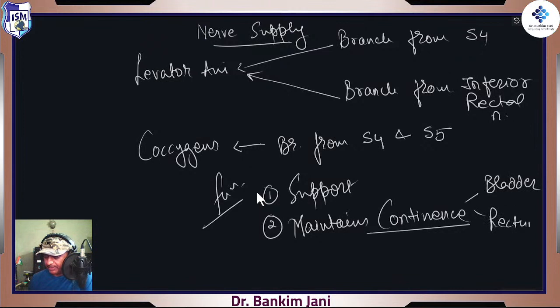This means if anything happens to this levator ani, it would lead to what is called incontinence, right? Incontinence means inability to hold. When it is bladder, it means urine. When rectum, it is feces, right? So that's how this really works.